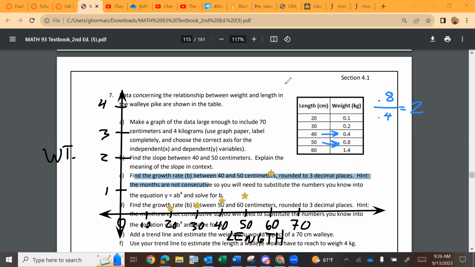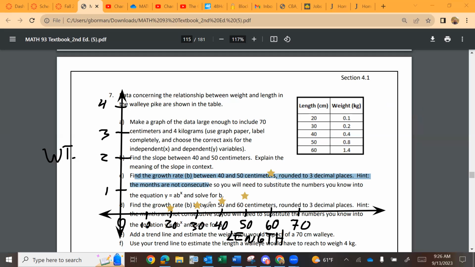So for part D, hint, the months are not consecutive, so you'll need to substitute the numbers you know. Oh, wait, I'm sorry. Yeah, this right here will work if these numbers are consecutive, which they're not. Crap. So we actually have to do a little bit of work. If it was like 4 and 5, so they were actually consecutive, then this would work. And the author does go over this in I think one of the examples. So we have to do something just a little bit different.